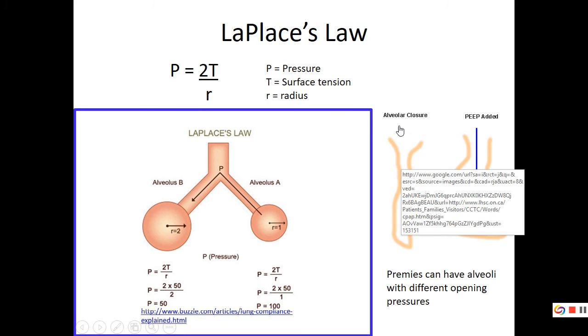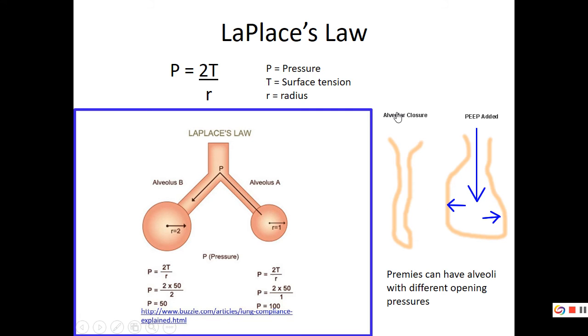And many of our babies have lungs that look like this. We might have one alveolus that's kind of closed and one that is opened up. So we can have babies that have lots of different alveoli, and some of them are open, some of them are closed. And so it's important to know that different alveoli might have different opening pressures throughout a lung.